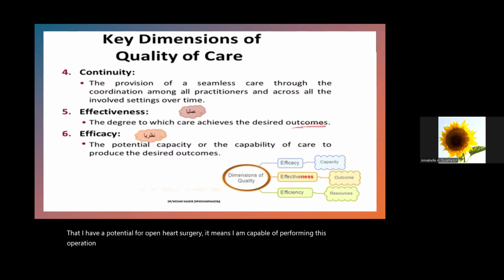Have I performed it yet? No, not yet. If I perform it and it delivers good outcomes, that's called effectiveness. But I am talking theoretically. I'm referring to efficacy, which relates to capacity or capability, meaning my ability to provide a service. And this service should achieve the desired outcome.